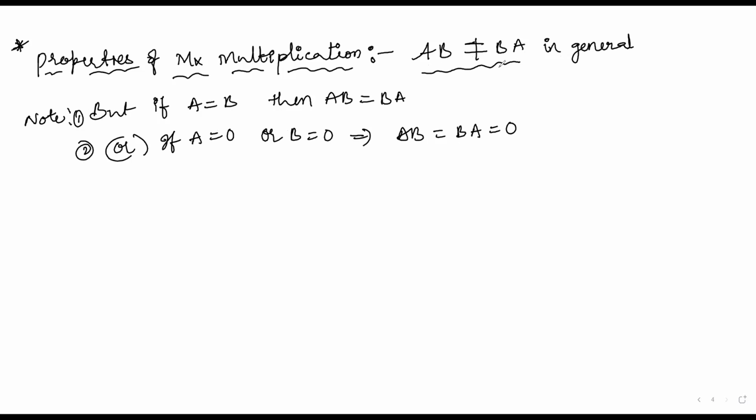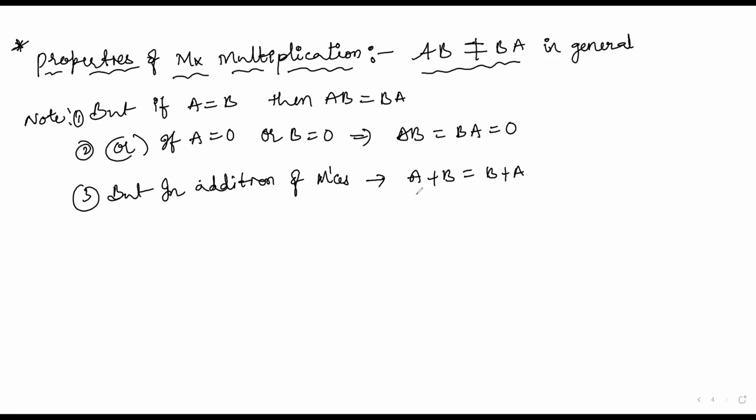Because the way you multiply is different. It's not like addition of matrices. In addition, A plus B is equal to B plus A, because corresponding elements you are going to add. But in multiplication, we are not multiplying corresponding elements; we are multiplying an entire row with an entire column.